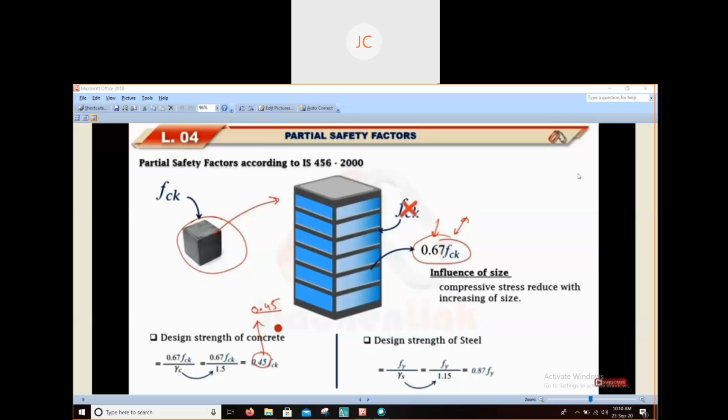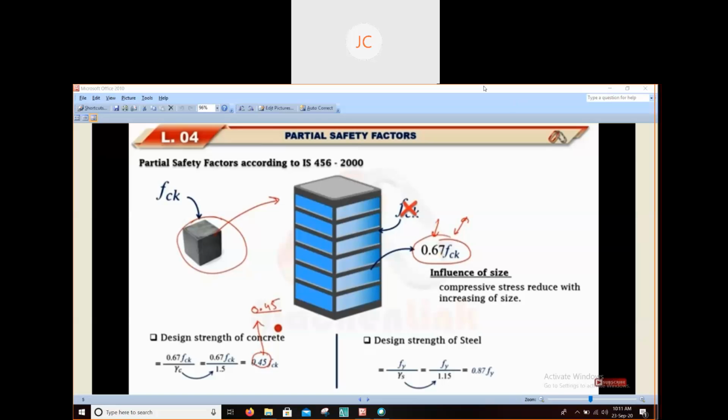Similarly, you can find out the design strength of steel. We write the yield strength of steel by the letter Fy. Say if you are given Fe 415 steel, that means your yield strength Fy is 415. If you divide the value by the partial safety factor as per our IS code, you will get the design strength of steel, which is 0.87 Fy. That is, yield strength divided by partial safety factor.